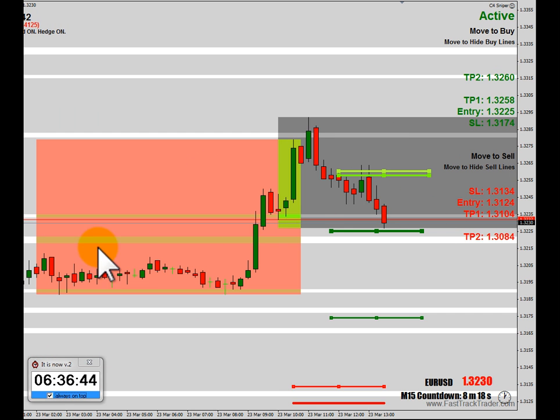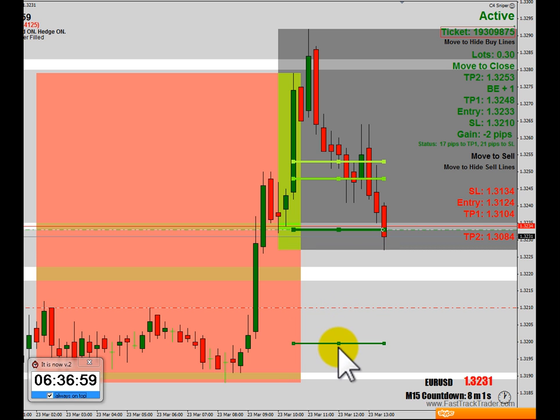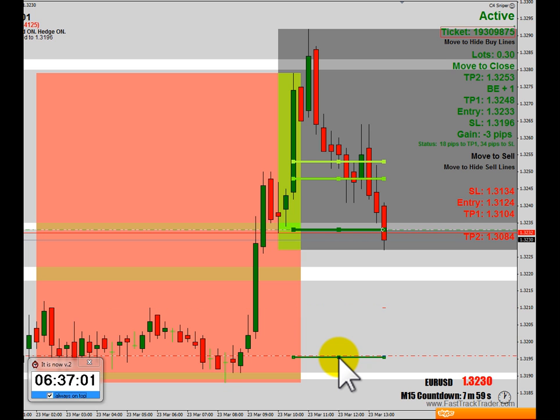Okay, so here's the black retest 32.18. I set up my lines, move to buy, and oh shoot, I made a mistake. That was sniper. I wanted to park. I wanted to park my line down here.